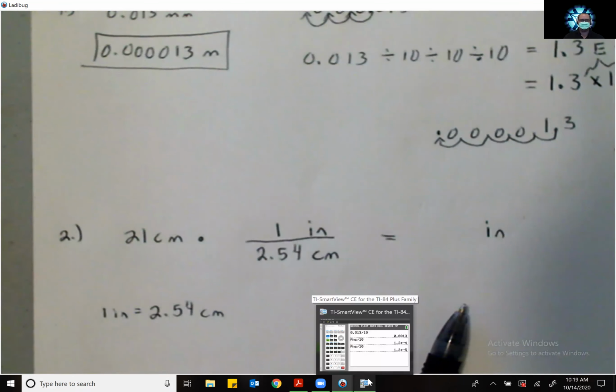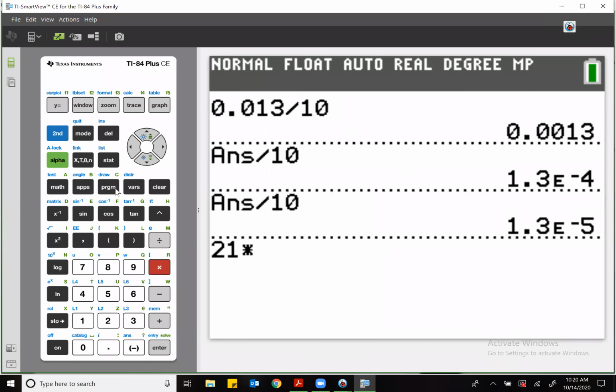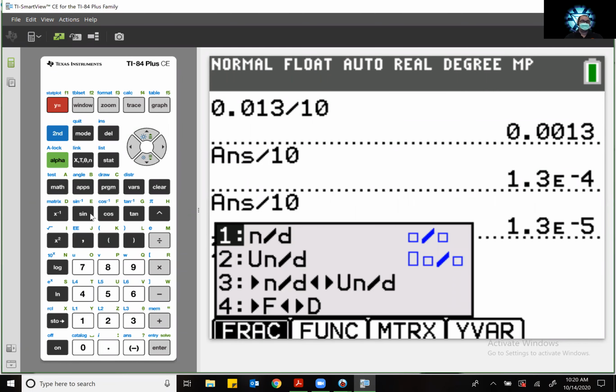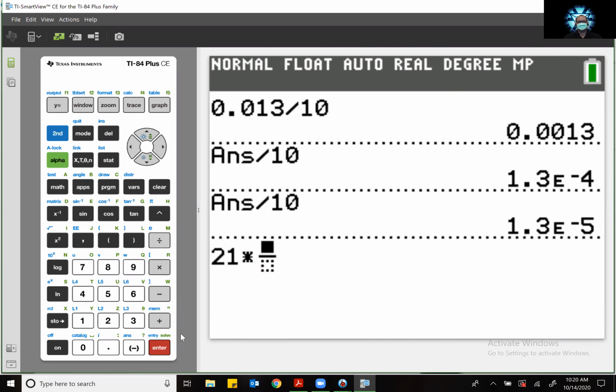And all I do is go to my handy dandy calculator, let it do the hard work for me. So we go 21 times, where's our fraction key? Where is our best friend? How do I make a fraction in my calculator? You divide? How about alpha y equals? Alpha y equals is your best friend in the calculator. Because when you do that, these are all your fraction keys. And we're always going to use number 1. See, look, looks just like the fraction that we wrote. All you got to do is put the 1 on top and the 2.54.